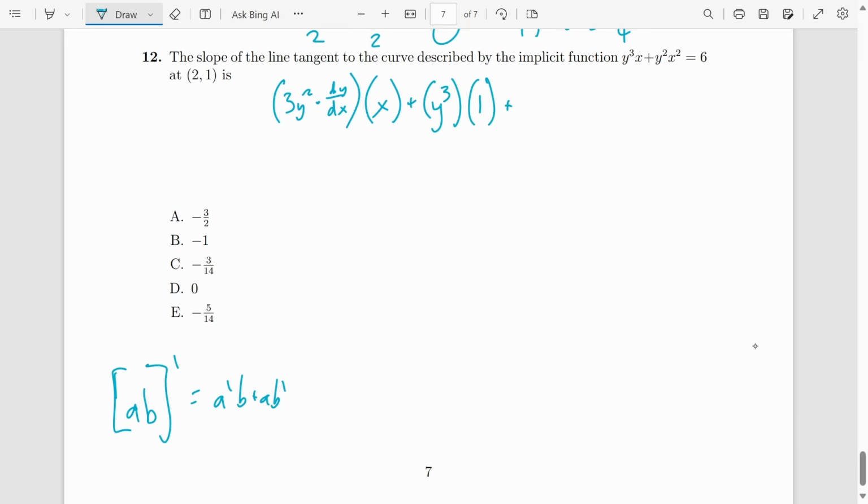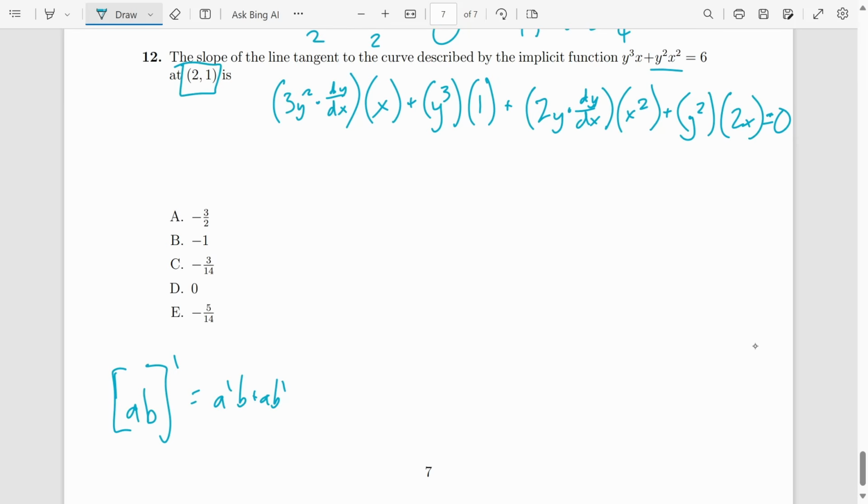And then plus, now we're moving on to this term, where we have to do product rule again. In this case, a is y squared and b is x squared. So plus a prime, which is the derivative of y squared, that's 2y, multiplied by dy over dx since we just took the derivative of a y, times b, which is x squared, plus a, which is y squared, times b prime, which is the derivative of x squared, that is 2x. That all equals the derivative of 6, which is 0. So there we go. We've done our implicit differentiation.